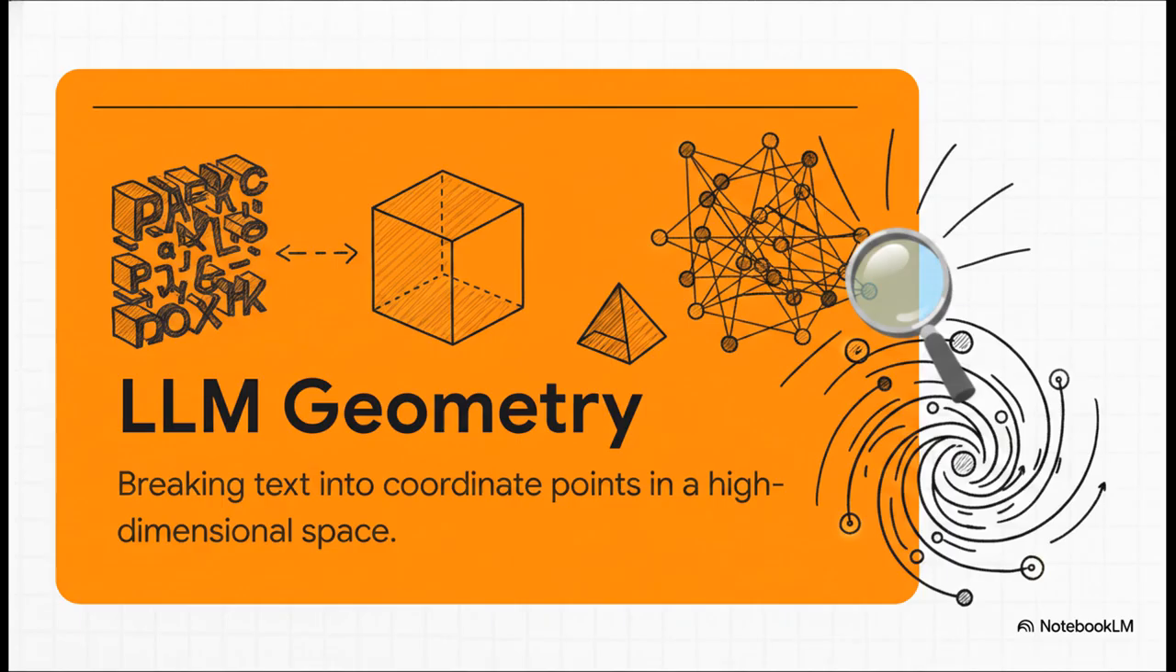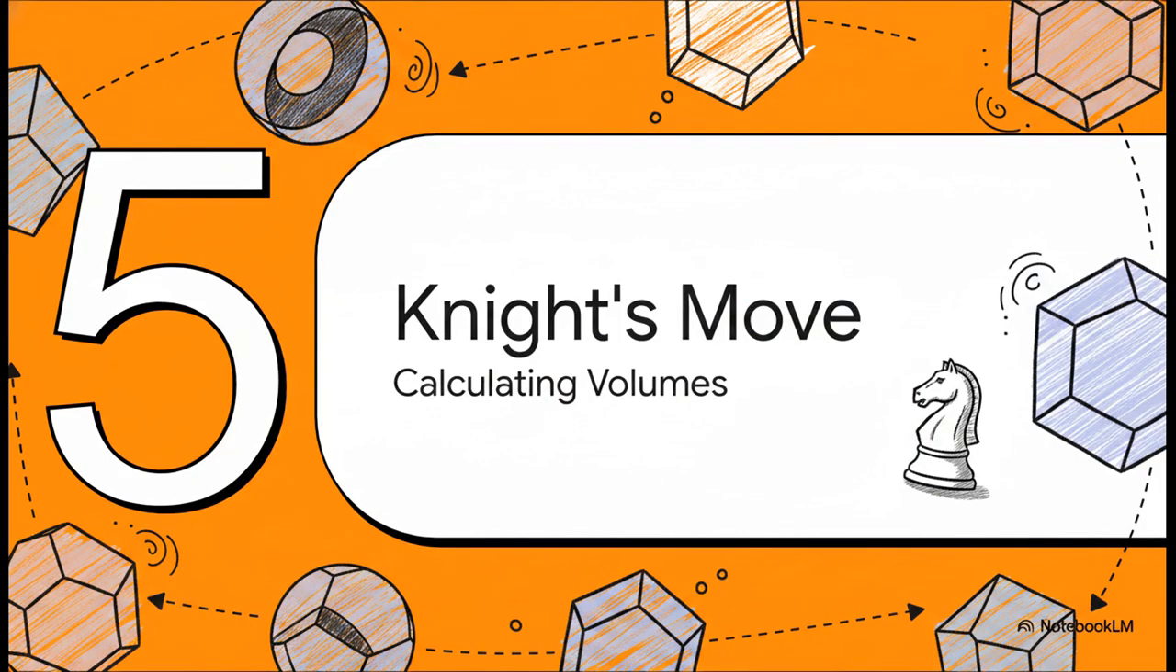They view them as precise coordinate points in a geometric space. But because these lists are hundreds or even thousands of numbers long, this space has hundreds or thousands of dimensions. And as you'll see, higher dimensional geometry introduces some deeply, deeply bizarre mathematical realities. Which brings us to Section 5, the Knight's move, and calculating volumes.